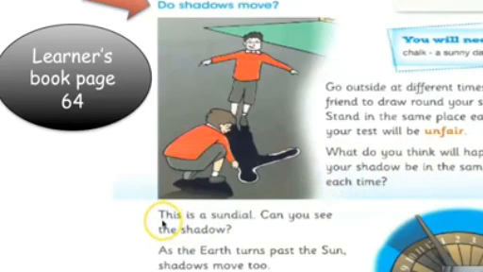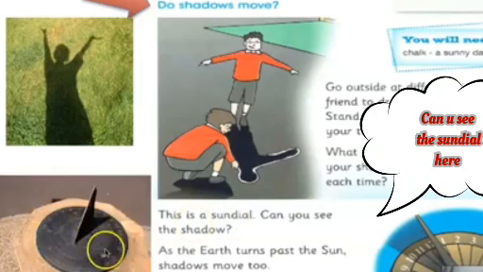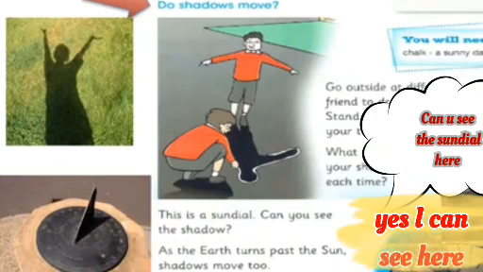What would happen? I don't know. So this is a picture of a sundial. This one at the bottom, and also on both sides. This is called a sundial. Can you say sundial? Good.